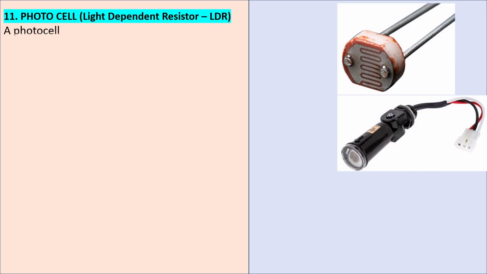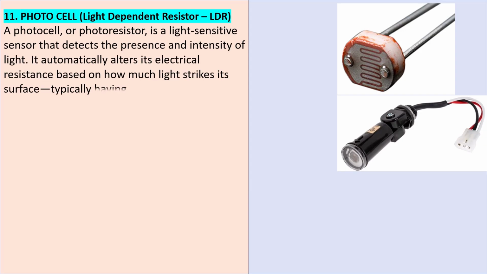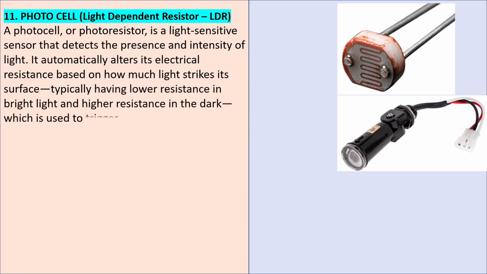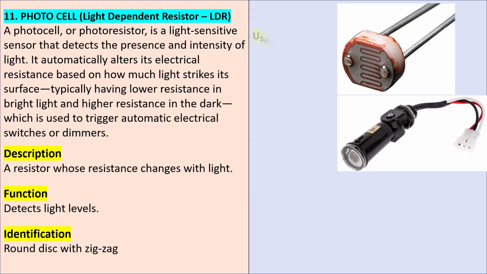Photocell, light dependent resistor, LDR. A photocell or photoresistor is a light sensitive sensor that detects the presence and intensity of light. It automatically alters its electrical resistance based on how much light strikes its surface, typically having lower resistance in bright light and higher resistance in the dark, which is used to trigger automatic electrical switches or dimmers.